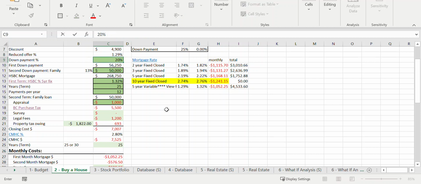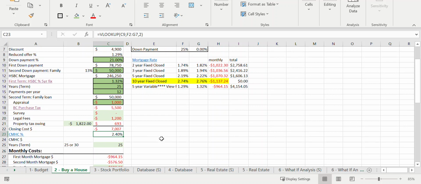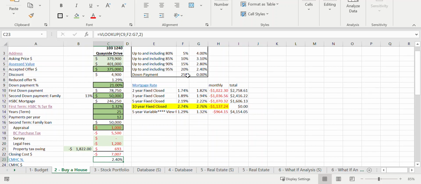Okay, so let's go back to 20%. I must have an error in here because, oh, here it is, 20% is 2.4. There we go. But even if I go 21%, it still shouldn't be, oh, I think it's the range. Okay, right. The way I've written this, I should probably put this down as 21%, and then anything over 20% is 0. That's what it is. Perfect. Fix that up.